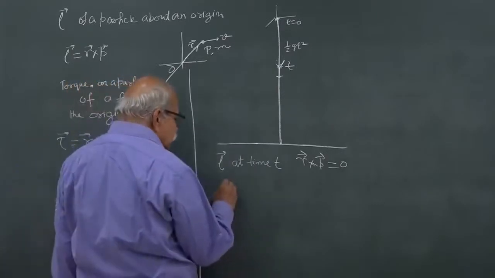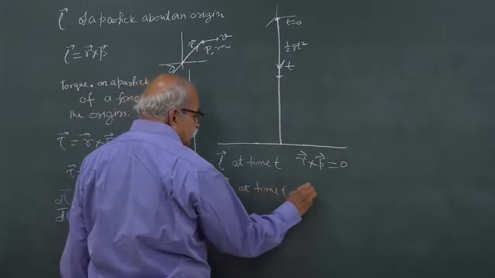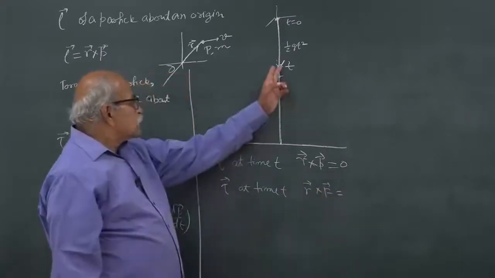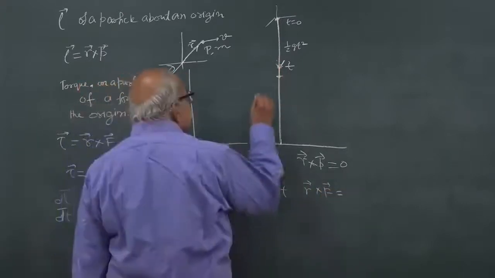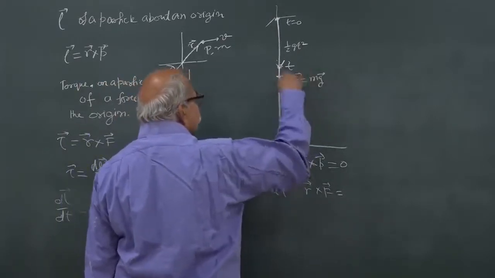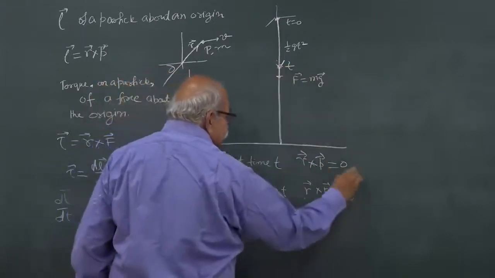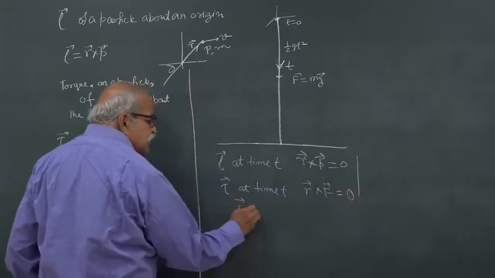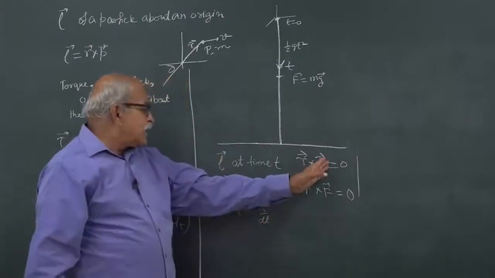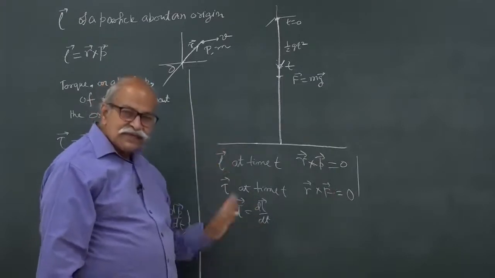And torque at time t, r cross F, that also you can work out. What is the force? The force F is mg. Which direction? Vertically downward. So, once again r and F are parallel to each other and therefore, it is 0. So, obviously, torque is dL/dt. L is 0 all the time, torque is 0 all the time. So, torque equal to dL/dt is obviously correct.